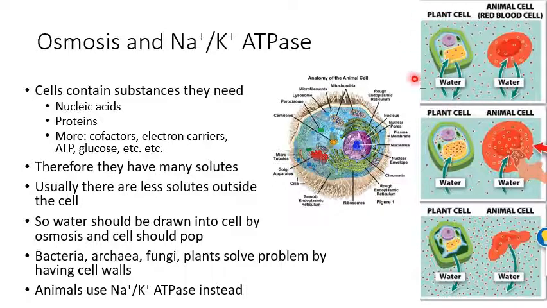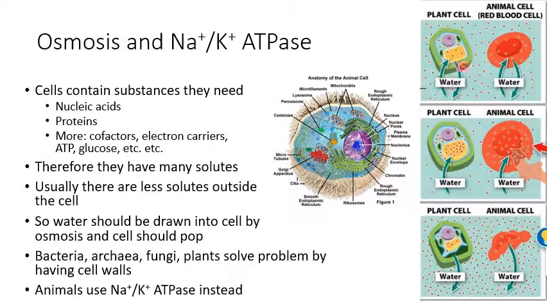So up at the top, you have an isotonic environment and a plant cell and an animal cell. Everything is groovy. Same solutes inside the cell as outside the cell. No problems at all. Down here, you have a hypotonic environment. Less solutes outside the cell, more solutes inside the cell. The animal cell is going to swell and swell and pop. The plant cell is going to start to swell, but it can't swell very much because of this really thick green cell wall that you have around it.